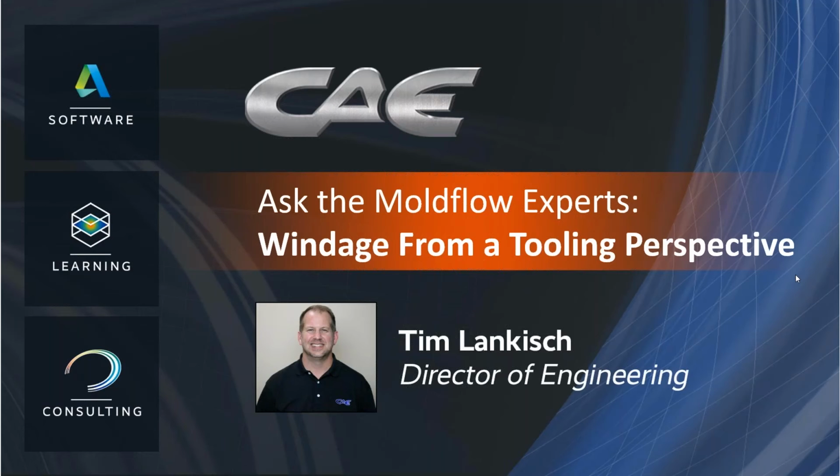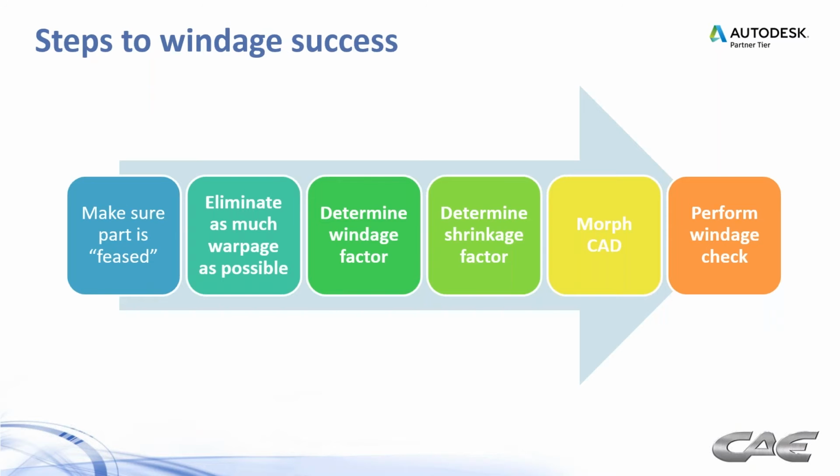Today's topic is windage from a tooling perspective. So here are the basic steps to windage success. First thing is to make sure a part is feased. We're going to eliminate as much warpage as possible through conventional means. We're going to determine a windage factor. Also have to determine a shrinkage factor along with that. We're going to morph the CAD, and then we're going to perform a windage check.